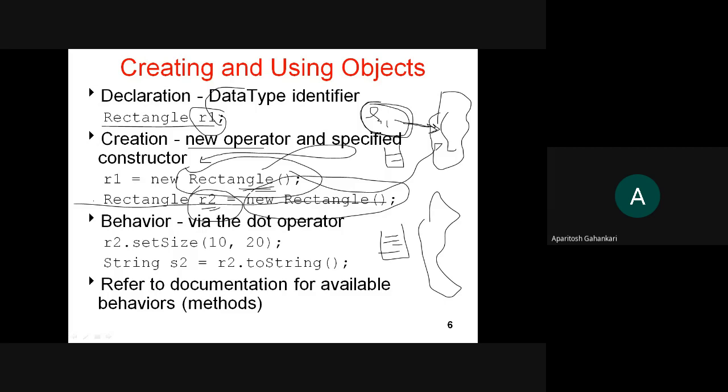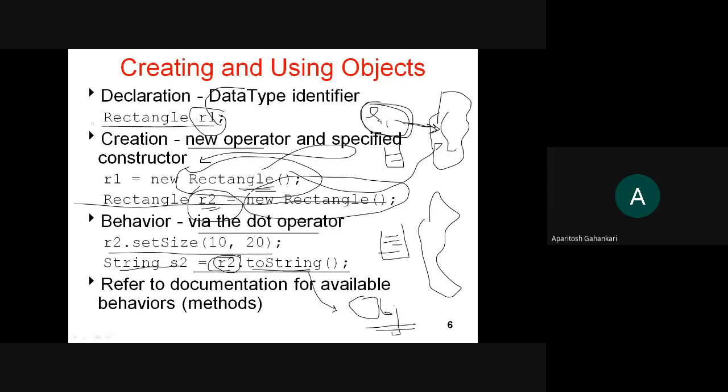Now you can call the methods. Via the dot operator you can say r2.setSize, or String s2 is equal to r2.toString. So it is calling the methods which are available to this particular object or the reference variable. Where did the toString method come from? The toString method comes to the Rectangle class from the Object class. Why? Because Object is the ultimate parent class of any Java class.